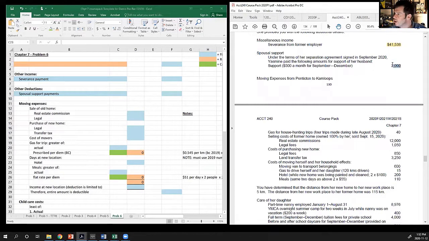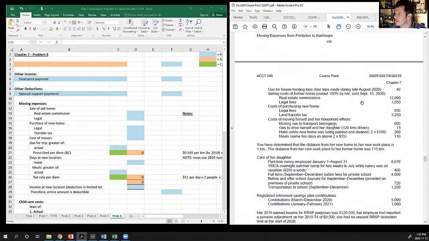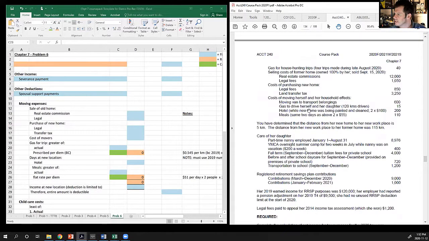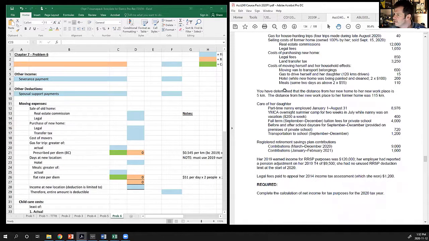Okay. Spousal support. So she received some spousal support. That's great. Then we've got moving expenses. There's going to be a whole bunch of moving expenses. The distance from her new home to her new workplace is 5 kilometers. The distance from her new workplace to her former home is 115. It just needs to be greater than 40. We can deduct these moving expenses as long as they are eligible.